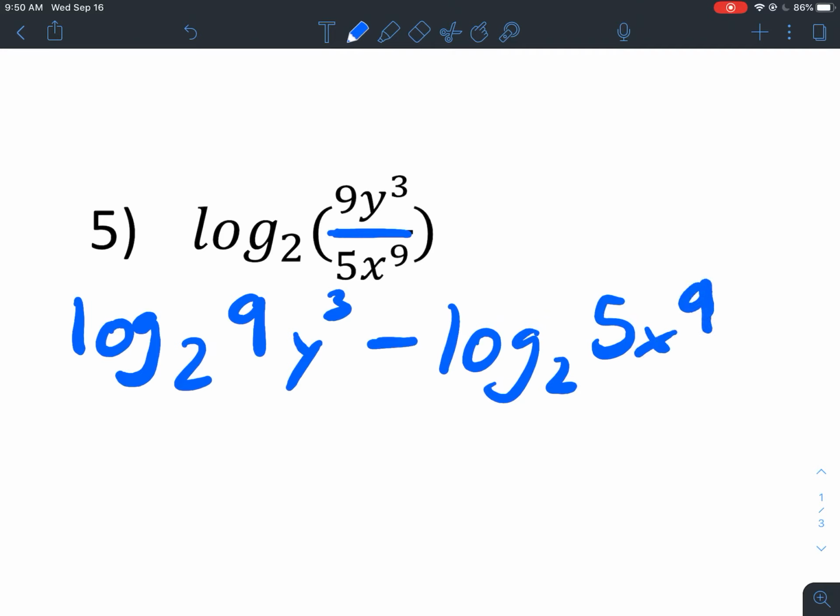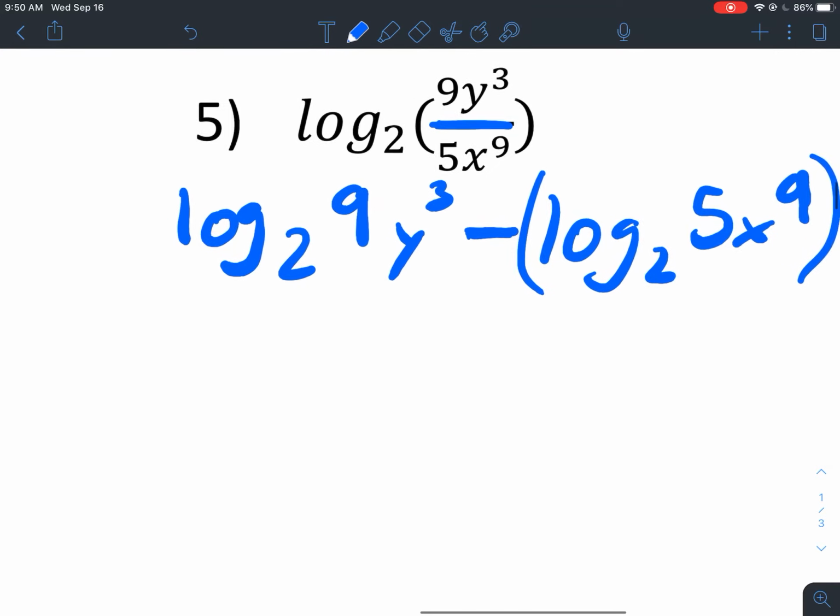But now we need to further split this up. And I want you to notice, we need to use parentheses here. Everything that we split apart in the bottom is going to have a negative in front of it, because we're going to have to distribute that negative to each term. So keep that in mind when you're splitting these up. Anything that's in the denominator is going to have a negative sign in front of its log.